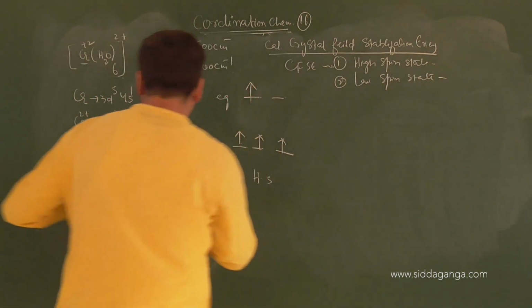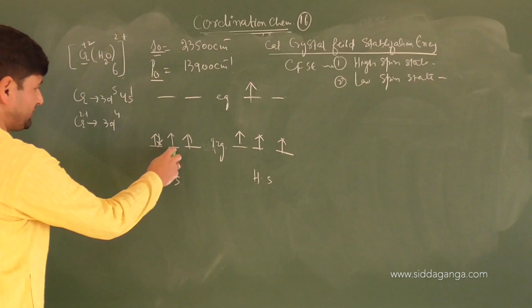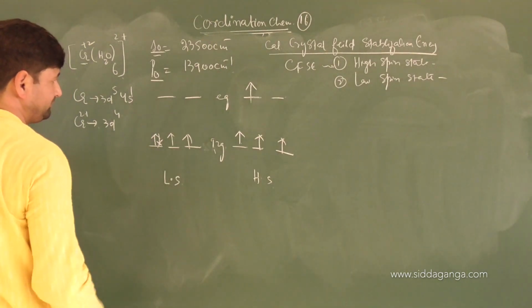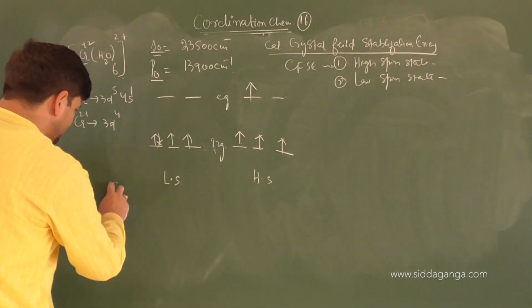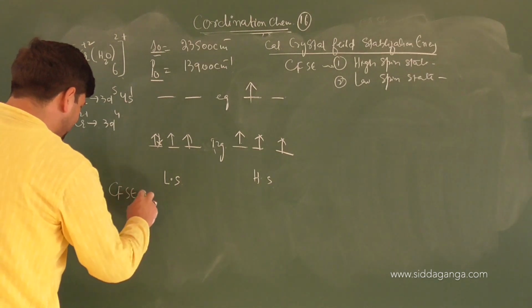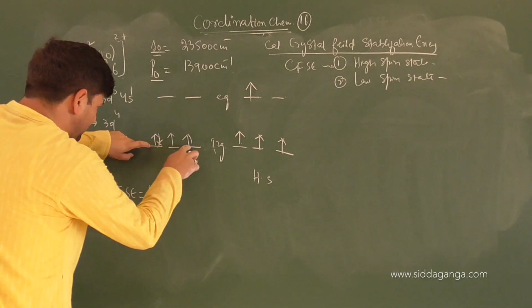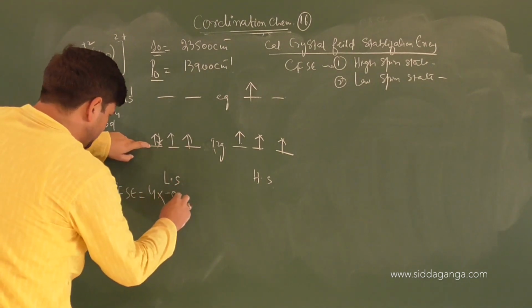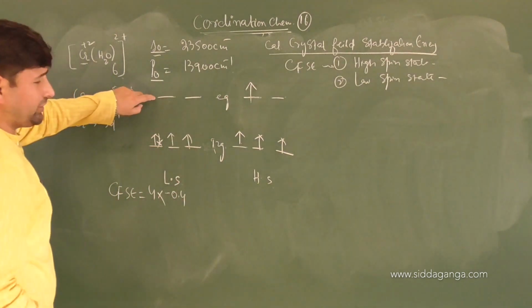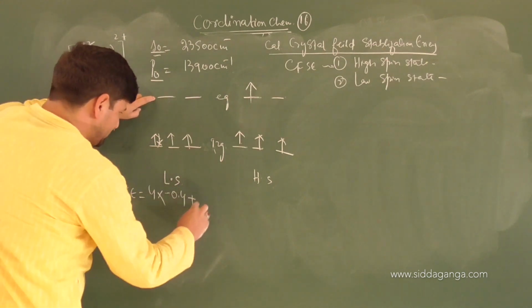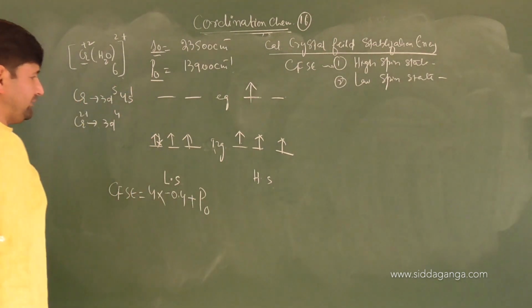Now, when I calculate CFSE here, what will be the CFSE for the low spin state, children? CFSE will be equal to what? 4 electrons into minus 0.4. Any electron in the EG set? No. Plus 1 pairing in an octahedral field.